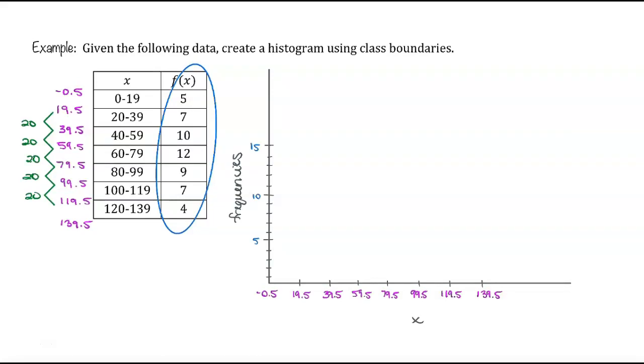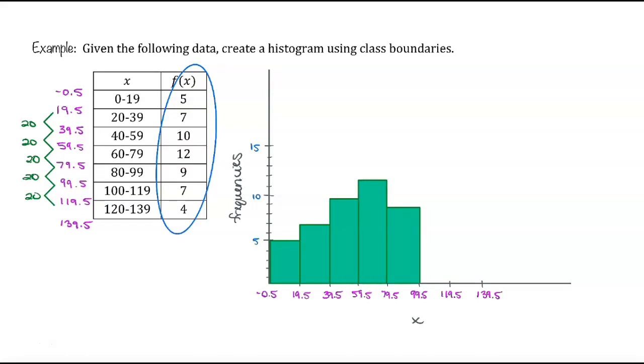Now we can finally create our bars with the right height for each class. The first class, 0 to 19, has a frequency of 5, so our first bar needs to have a height of 5. Our second class has a frequency of 7, so our second bar needs to have a height of 7. Our third class has a frequency of 10, so our third bar needs to have a height of 10. And continuing in this way, we can construct the rest of our histogram.